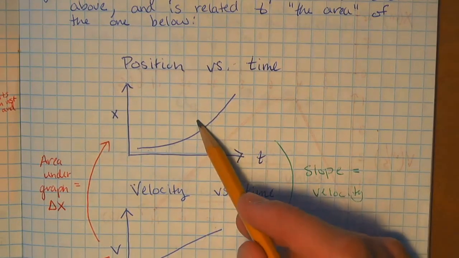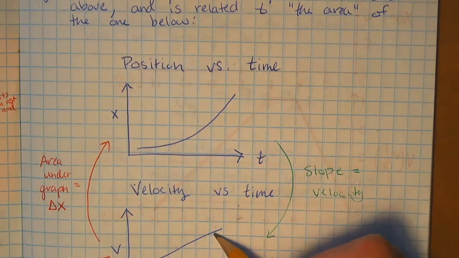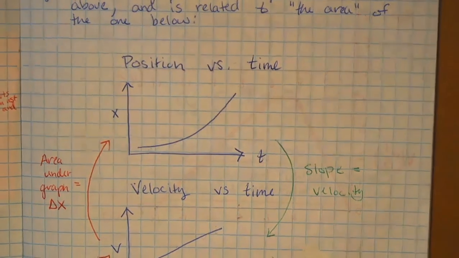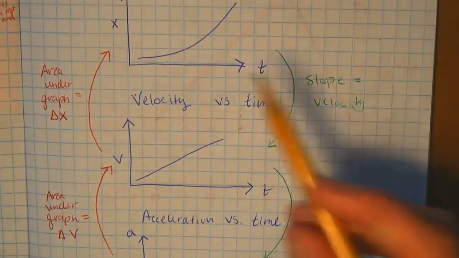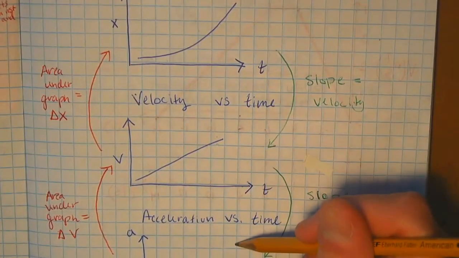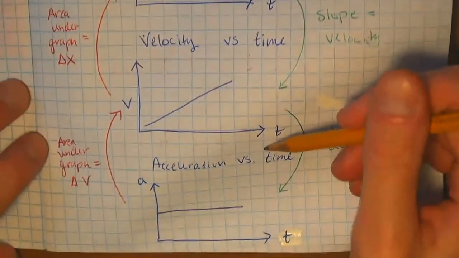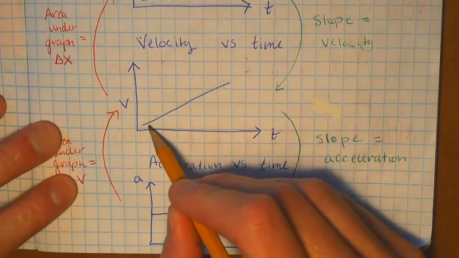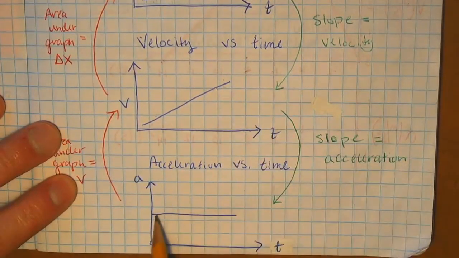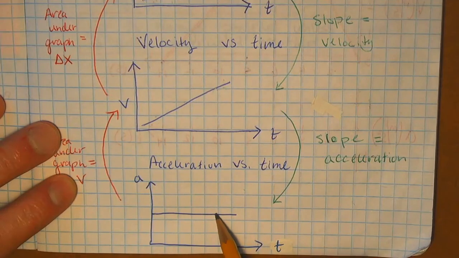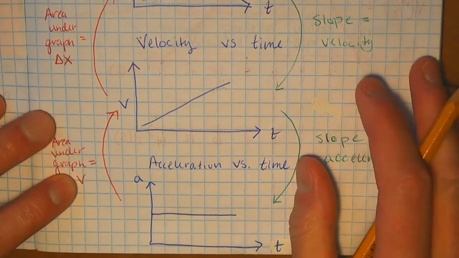And that's true when you go from position versus time to velocity versus time. It's also true when you go from velocity versus time to acceleration versus time. Note the velocity of this is constant and positive, which gives us a constant and positive acceleration.